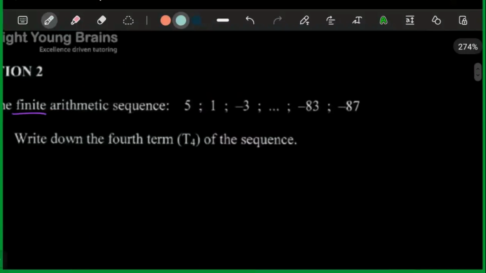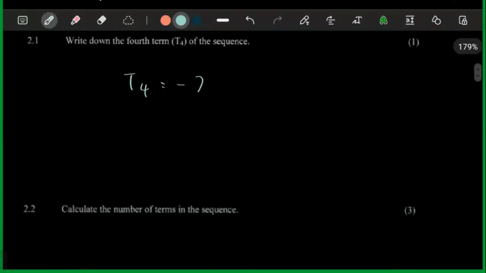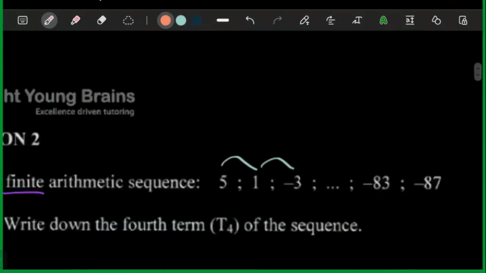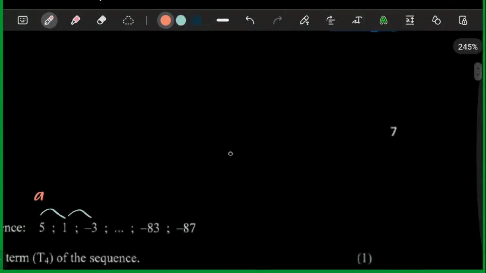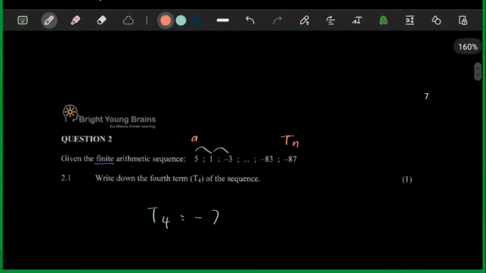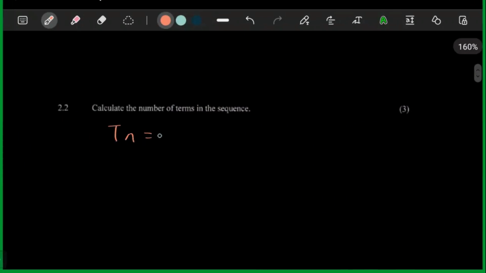Well, I mean arithmetic, right? So this is just reducing by 4, reducing by 4. The fourth term is going to be equal to -7. Easy mark. Calculate the number of terms in the sequence. So the thing is, this is the first term. You don't know what position the last one is, but you have every piece of information to find out what the position is here. To do that, you can use the general term of an arithmetic sequence, which is on your formula sheet: a plus (n minus 1)d.